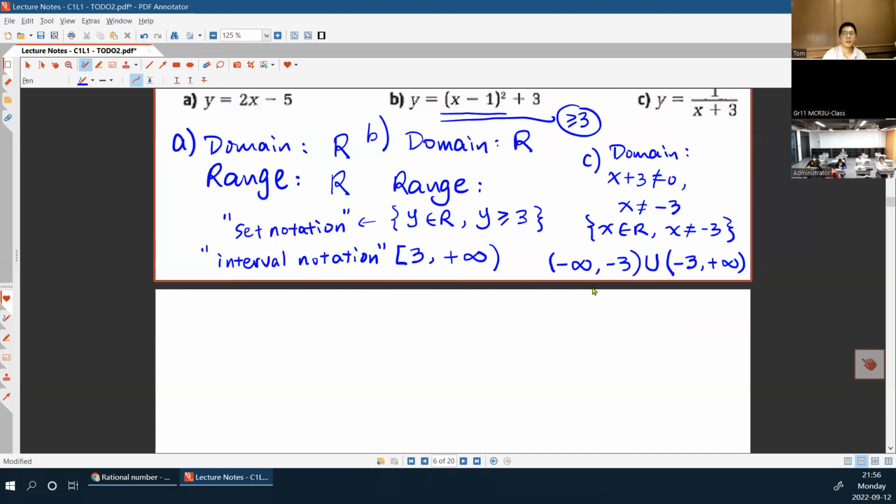Or you could just say x is less than -3, or x is greater than -3. Or you can also say x belongs to the real number set, but x cannot be -3. You can choose either one, okay?